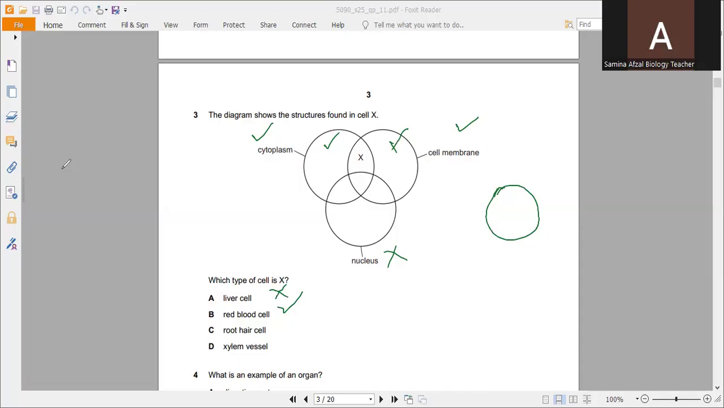Root hair cell. Root hair cells have a nucleus inside, as you can see in question number 1. So this is not the correct option. And next is the xylem vessel. No doubt, xylem vessels don't have a proper nucleus, but they are made up of dead hollow tubes that also lack cytoplasm. So xylem is not it. So B is the correct option, which is a red blood cell.